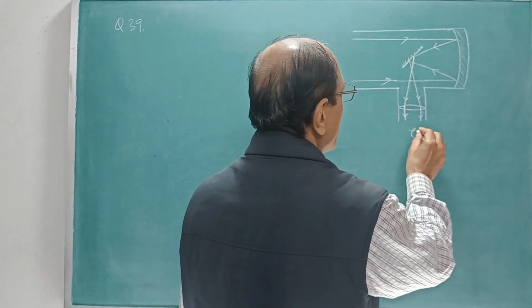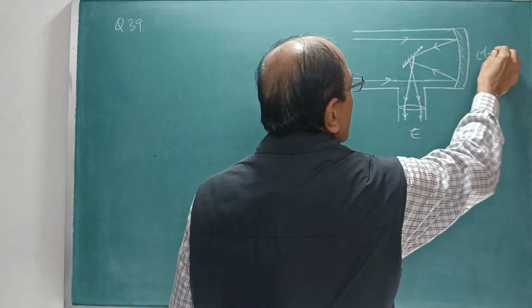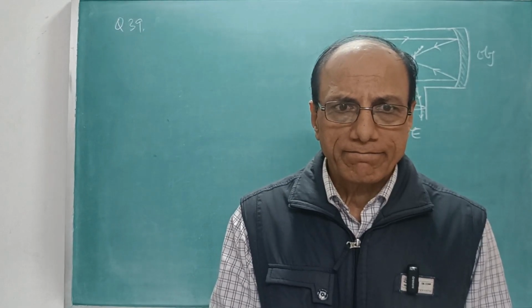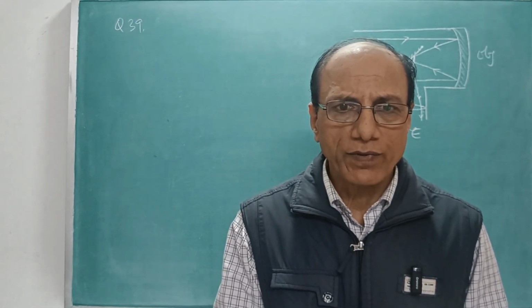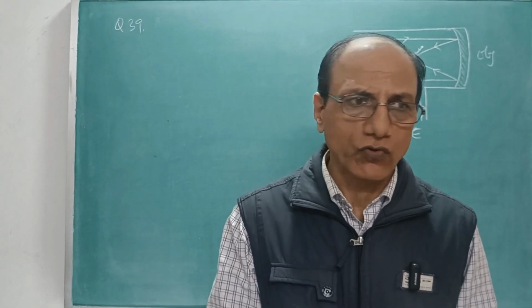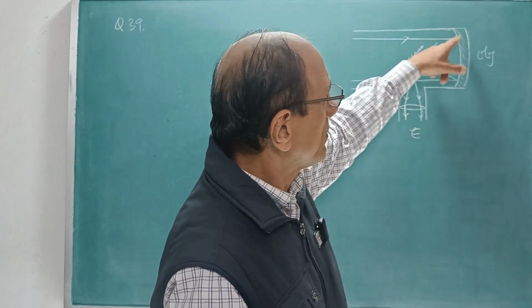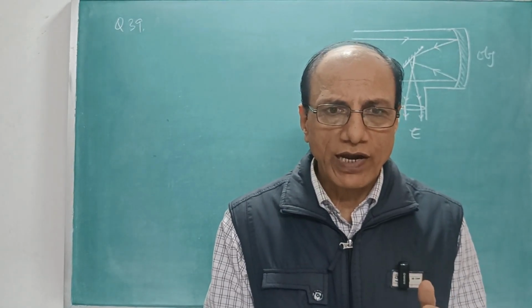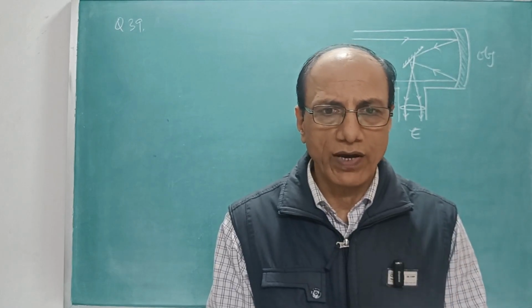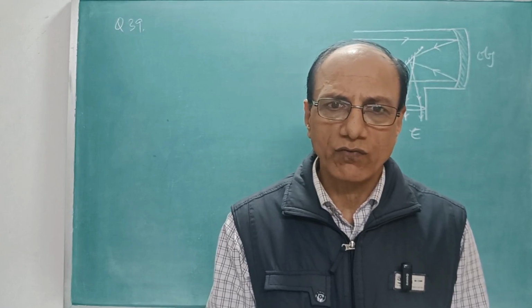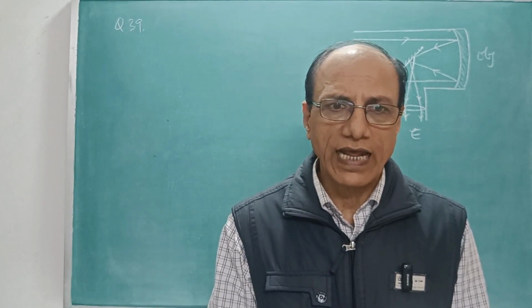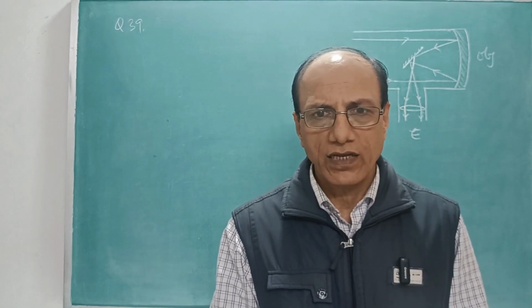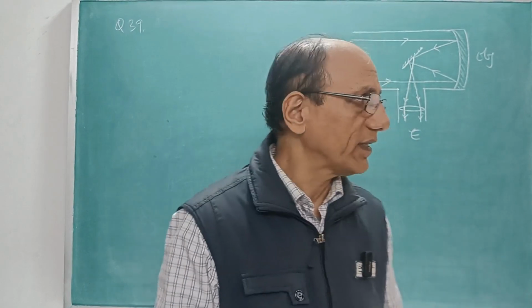A. What kind of image of the star is seen by the observer at the eyepiece? This is the eyepiece, this is the objective mirror and this is the plane mirror. B. What kind of mirror is used in this reflecting telescope? This mirror is already visible here, and we have to tell what kind it is. And we have to attempt part C or D, only one. C says, explain the reason what kind of optical device, type of lens or mirror, is used at the eyepiece. And D, what is the role of the plane mirror in this telescope?